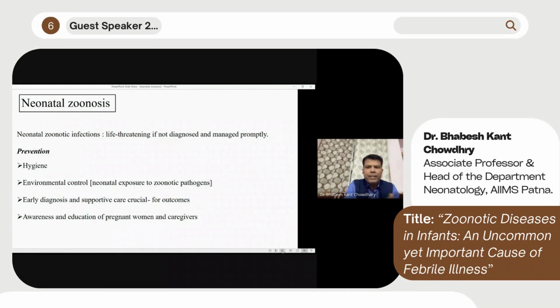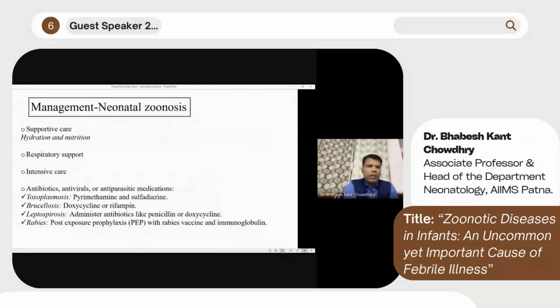For the management part, next slide, please. Basically, hydration and nutrition along with respiratory support and disease-specific antibiotics. As we see in the slide, if toxoplasma, then pyrimethamine and sulfadiazine, but if brucellosis, then doxycycline and rifampicin will be the choice. So depending on the culture growth or diagnosis made, the antibiotic and support will be required to manage this neonatal zoonosis. Next.